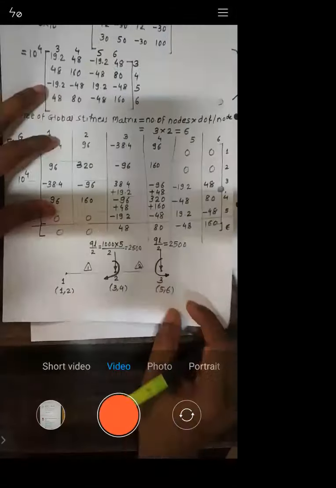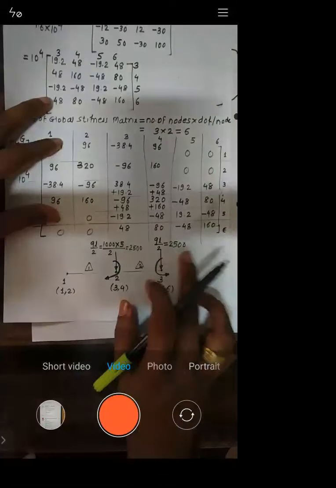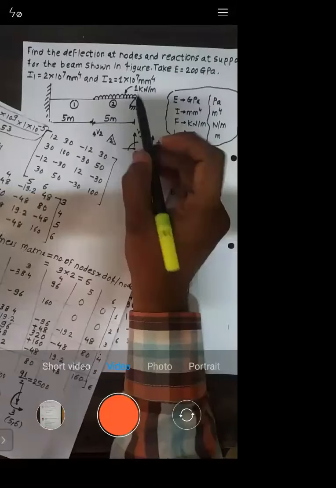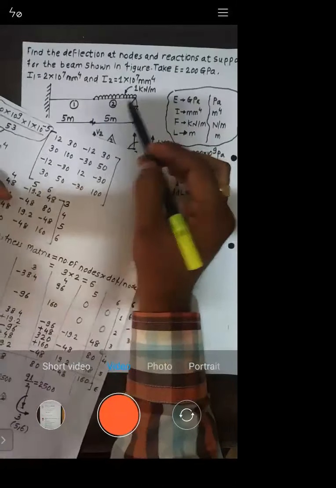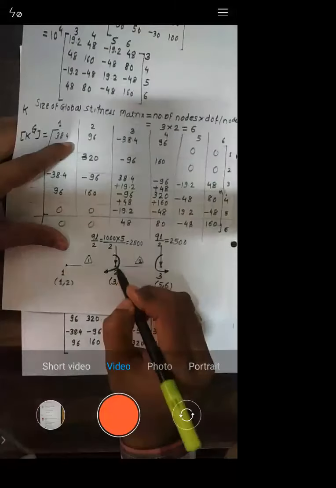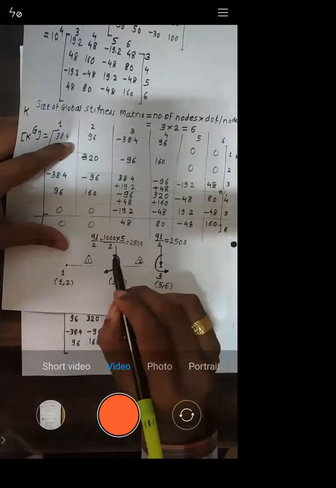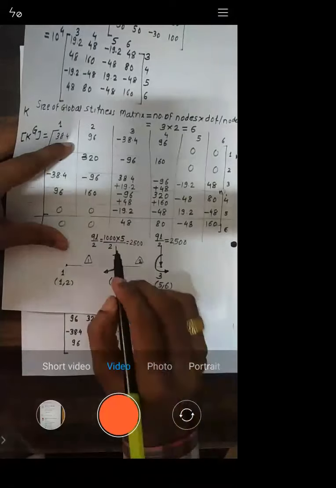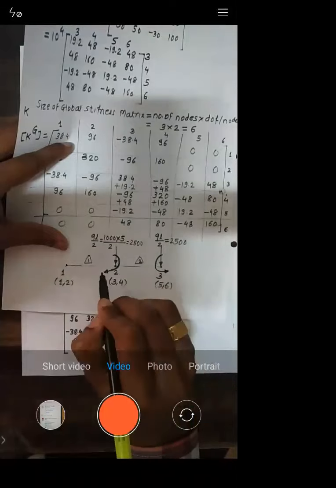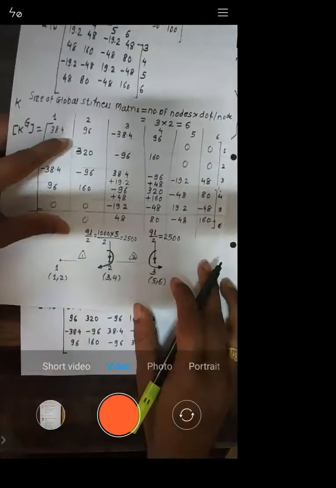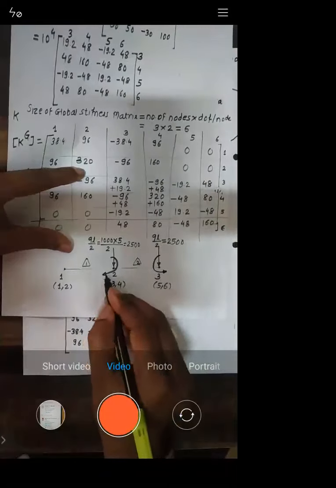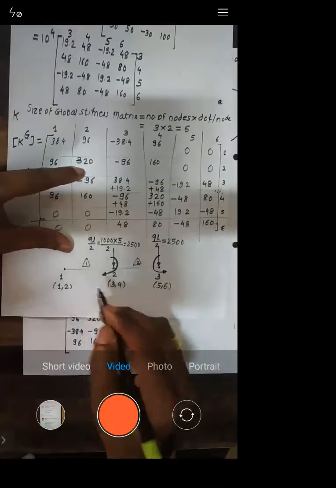Again, for this diagram, obviously this is a uniformly distributed load, so the load will act in a downward direction. Is it okay? Out of that load, half will go to one node and half will go to another node. One movement is clockwise and the second movement is anti-clockwise. Now the question is, what is the magnitude of this movement?